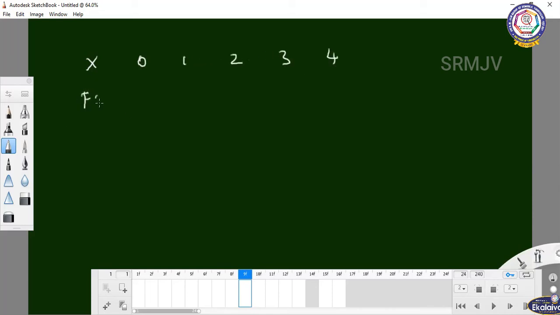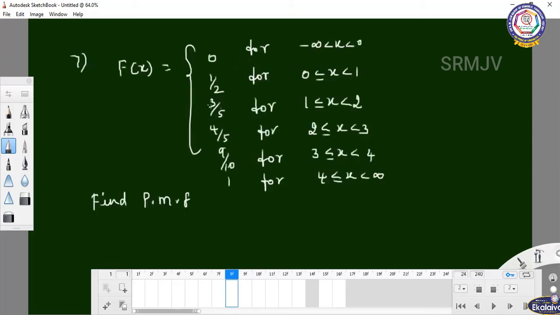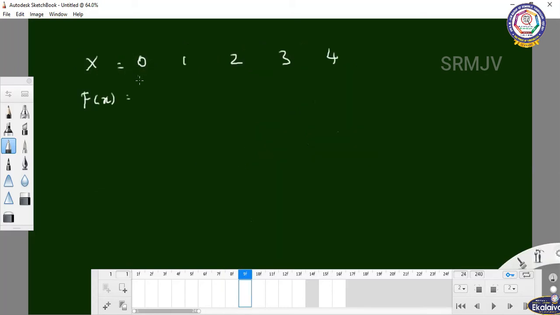Capital F of x equals, see, 0. You can see the equal to sign in the question. For 0, 1 by 2. For 1, 3 by 5. For 2, 4 by 5. Likewise, you can write the values 1 by 2, 3 by 5, 4 by 5, 9 by 10 and 1.